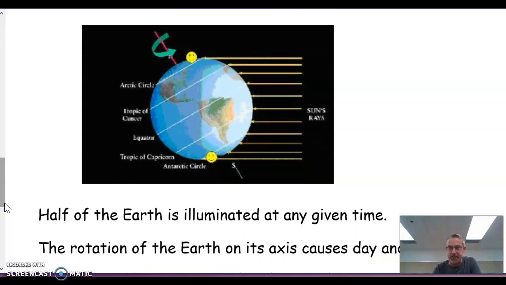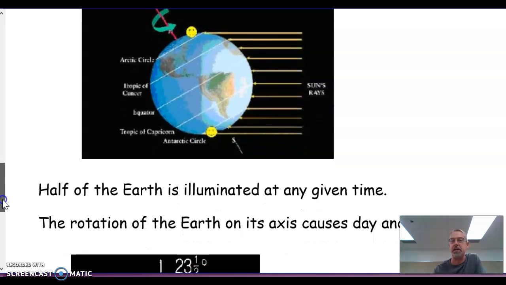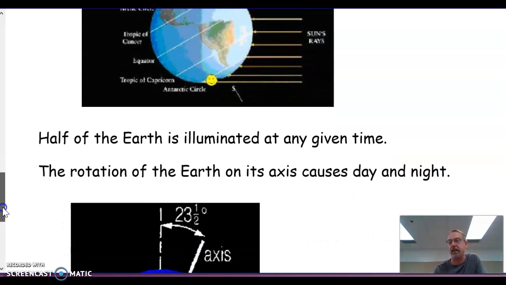If you're looking at the Earth in space, half of the Earth is illuminated at any given time. So 50% of the Earth is going to be bathed in sunlight. 50% of the Earth is going to be in darkness because it's going to be in the shadow of the Earth, at least from the perspective of the sun. And so it's the rotation of the Earth about its axis that's going to give us our day and night. So 12 hours, the Earth will be illuminated, 12 hours will be in darkness. Now that's going to change a little bit depending upon the seasons and your latitude, and we'll get into that in a little bit.